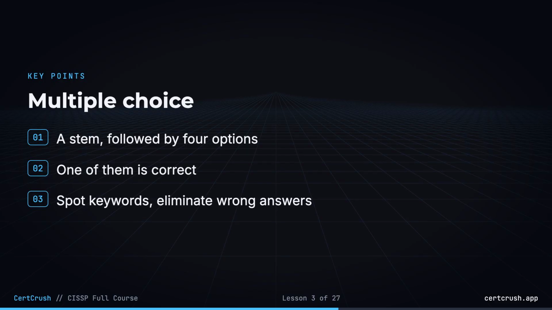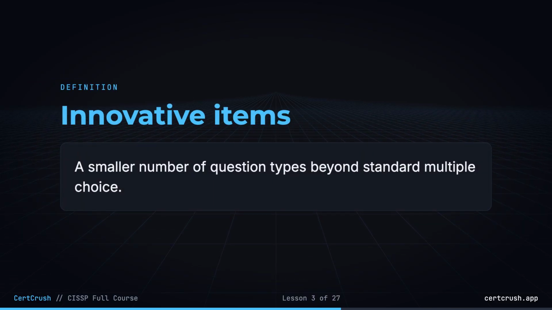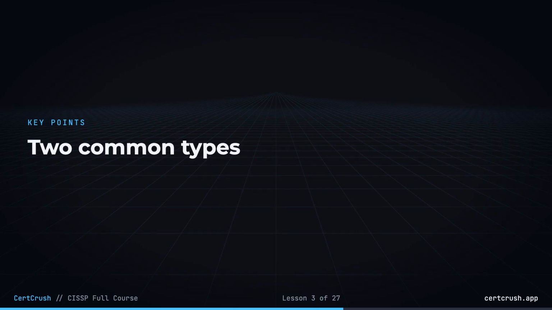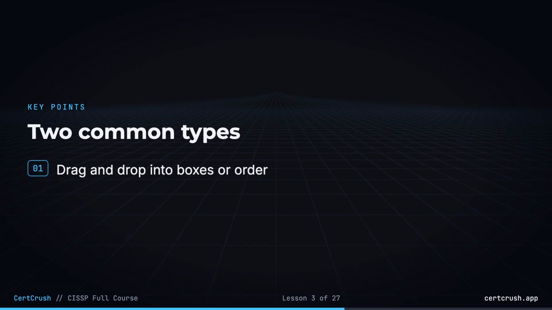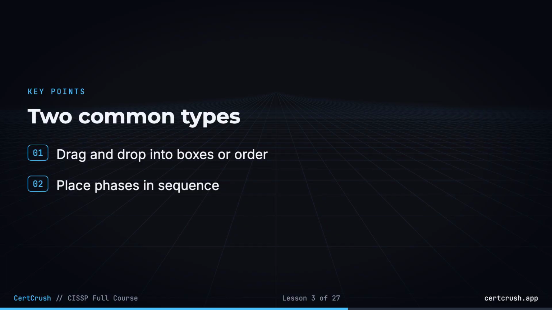You'll also meet a smaller number of what ISC2 calls advanced innovative items. Don't let the fancy name worry you. There are two common types. The first is drag and drop. You drag labels or items into the correct boxes or order. For example, you might be asked to place the phases of a process in sequence or match terms to definitions.